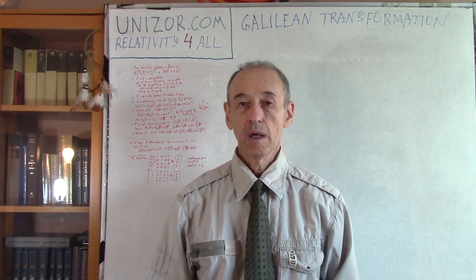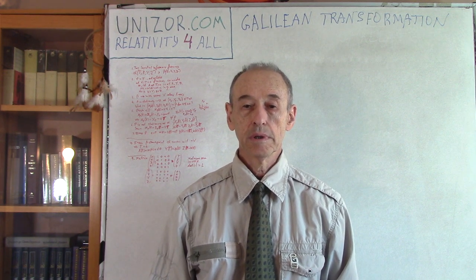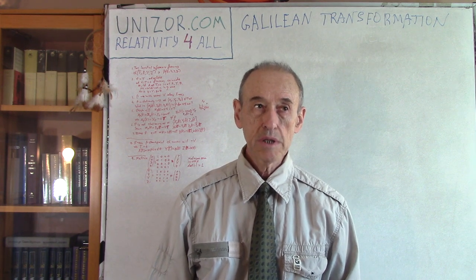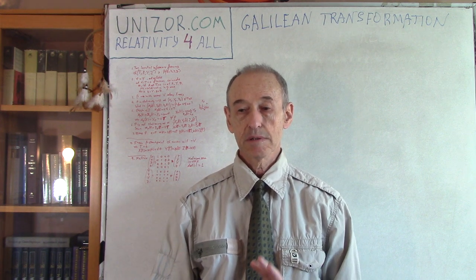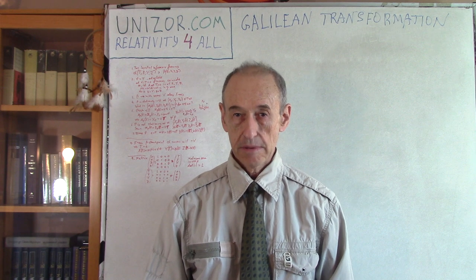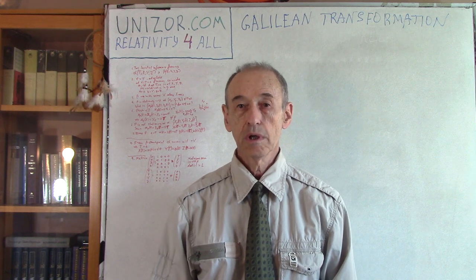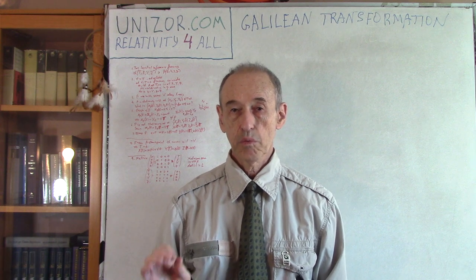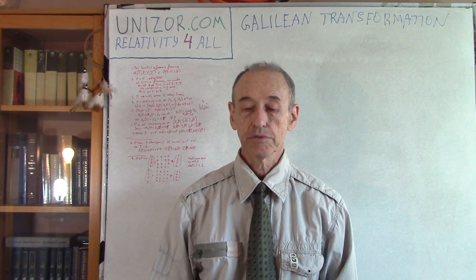So we have chosen Cartesian space coordinates, and we have introduced inertial reference frames, which mean that any particular object which has no outside influence from the forces, or all forces are canceling each other, is moving in inertial reference frame along a straight line with uniform speed. So that was kind of a definition of inertial frames.